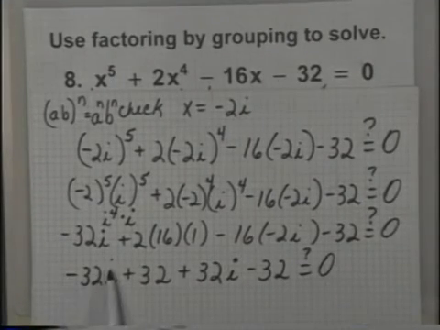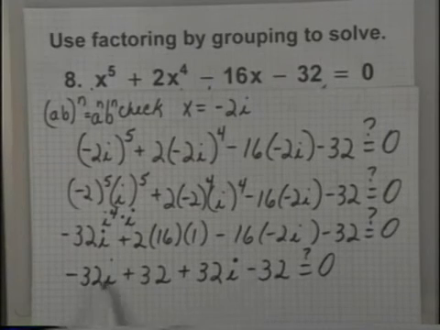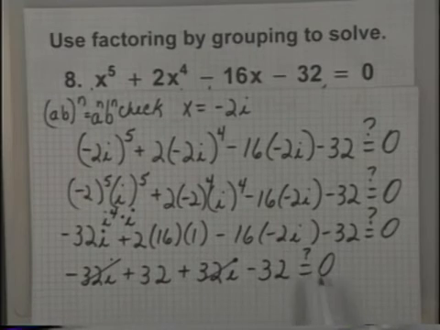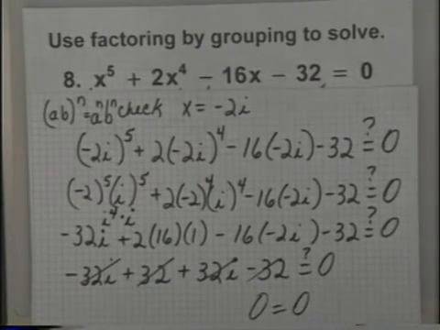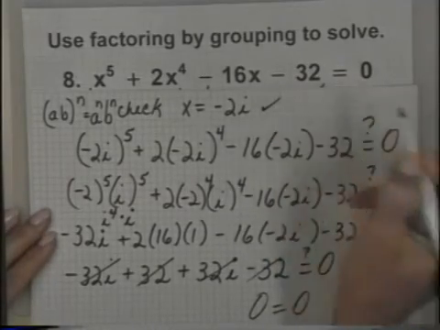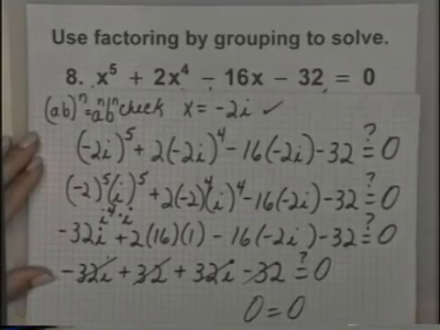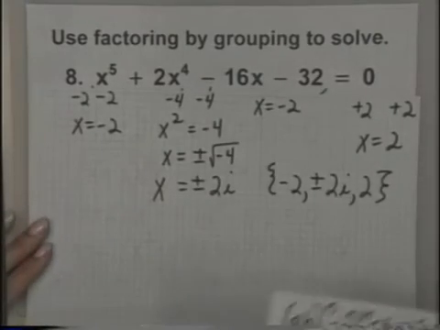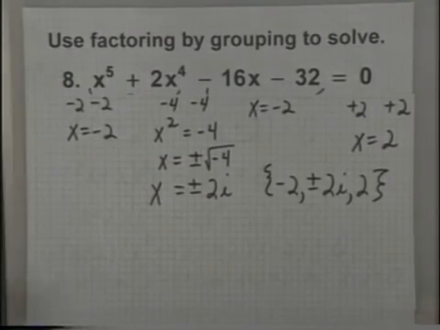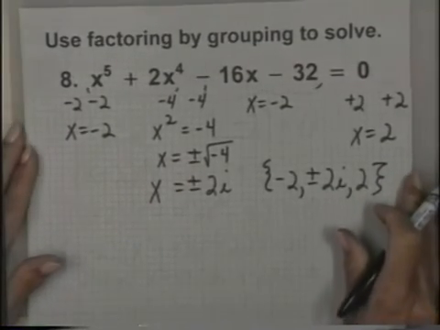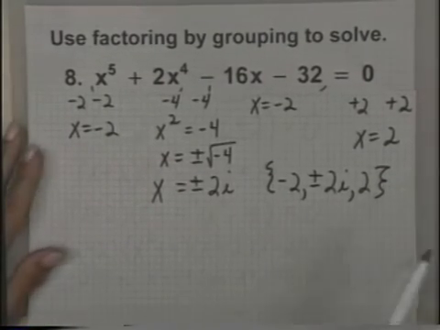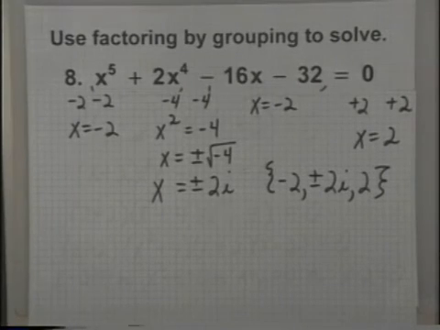And what happens? Minus 32i plus 32i adds to 0i, which is 0. 32 minus 32 adds to 0. So sure enough, we get 0 equals 0. So x equals negative 2i checks. Once again, let's make sure that we realize that for this equation, this is my solution set. I will leave the check of the other solutions to you.